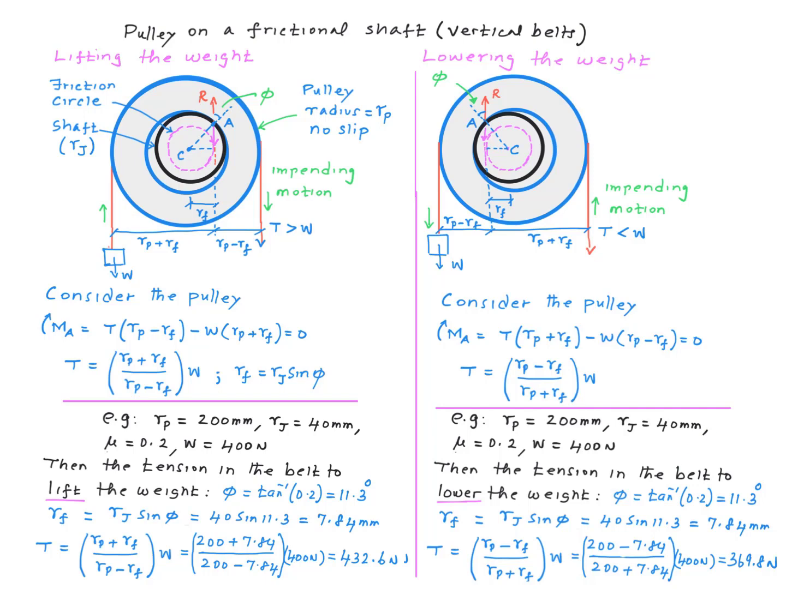Using the same set of values for the key parameters, we end up with a tension of 369.8 Newton for this case. Remember, this tension is the force you need to apply in the belt over here, right? And we know T has to be less than W. So that's what we got: 369.8 in order to lift the weight of 400 Newton.